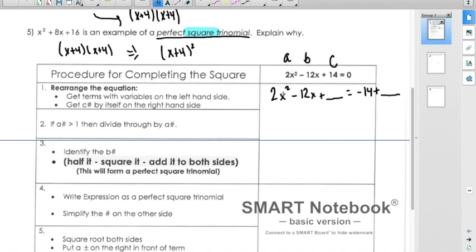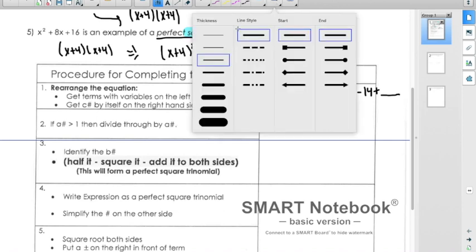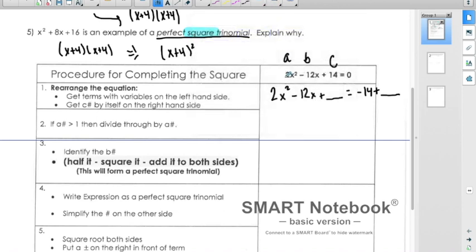So in this case, a is bigger than 1. It's 2. We can't complete the square unless a is 1, unless it's just x squared. If it's bigger than that, we have to divide everything out by that number. So I'll divide by 2, divide by 2, divide by 2. All right.